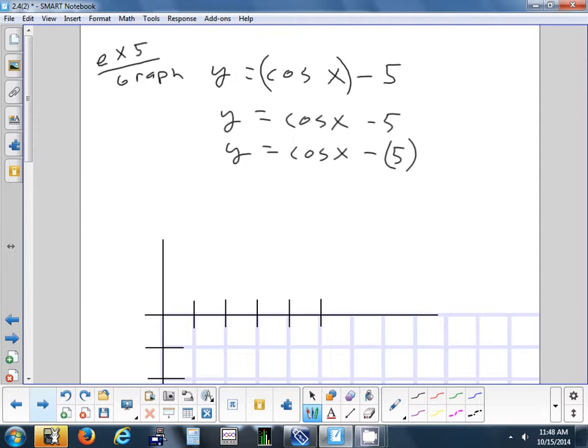A lot of people try to do a phase shift with that on the test, and then they get very confused because they're like, wait a minute, we've never done a phase shift with a 5 before. We've always done a phase shift with a pi or a pi over 2. So if you start doing something that we've never done in class, chances are you're making a mistake. So that's a vertical shift down 5.